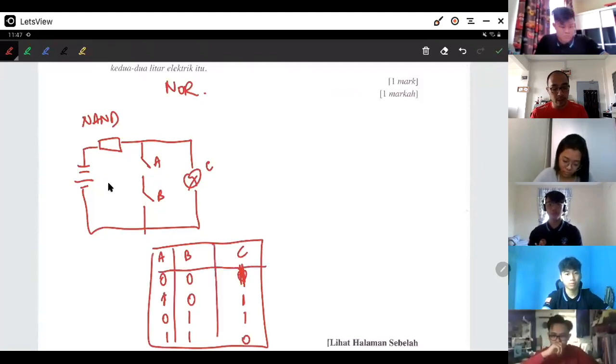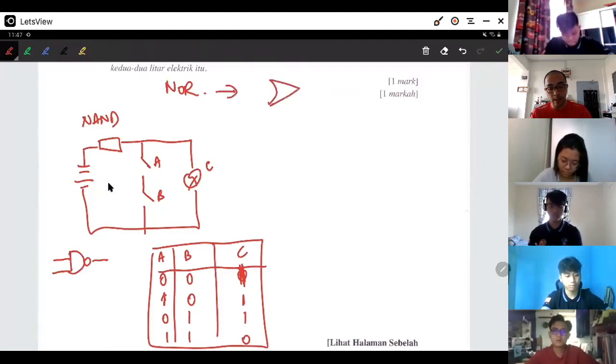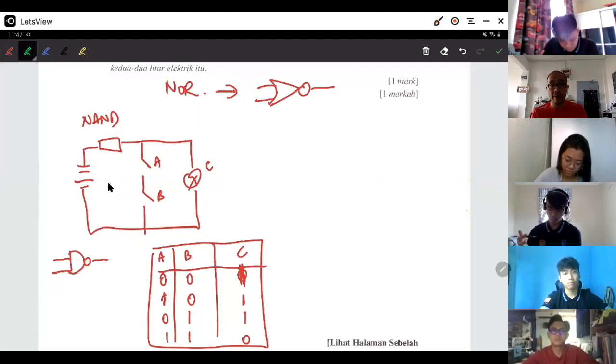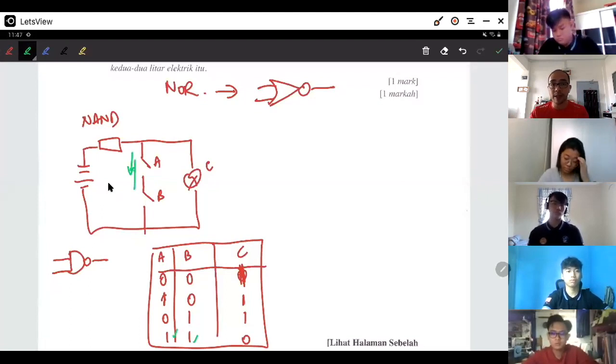The NAND arrangement is option D and a dot over here. The NOR gate is option A and a dot. Two inputs and one output. The NAND gate works along the same principle. As long as there is a path where the current can flow that has less resistance, it will follow that path. But the only way the current can flow through here is if A and B are on. Only when both A and B are on can it go through here, and C will not light up. C will be off because the current doesn't flow through the bulb.